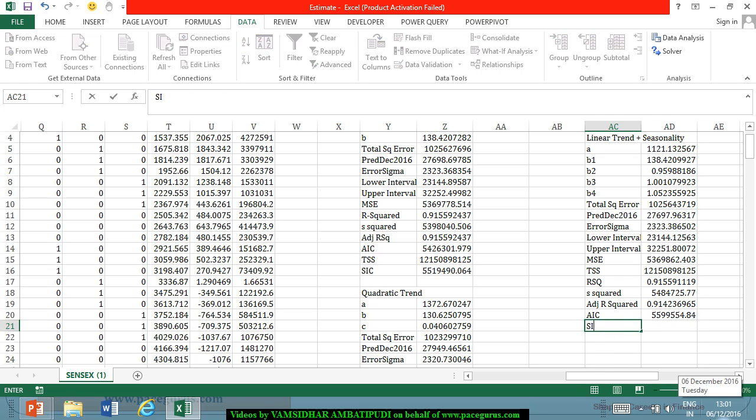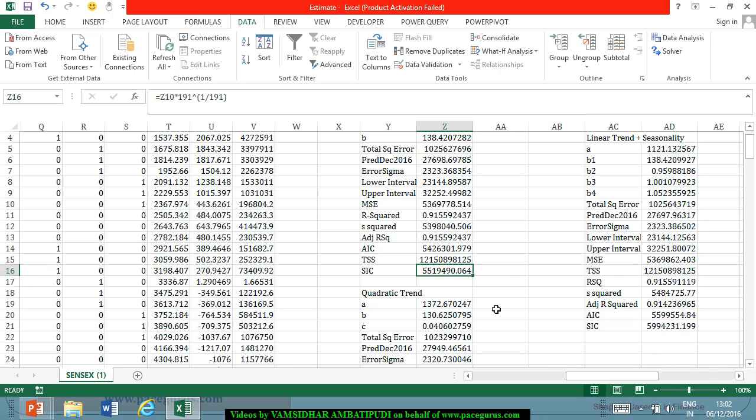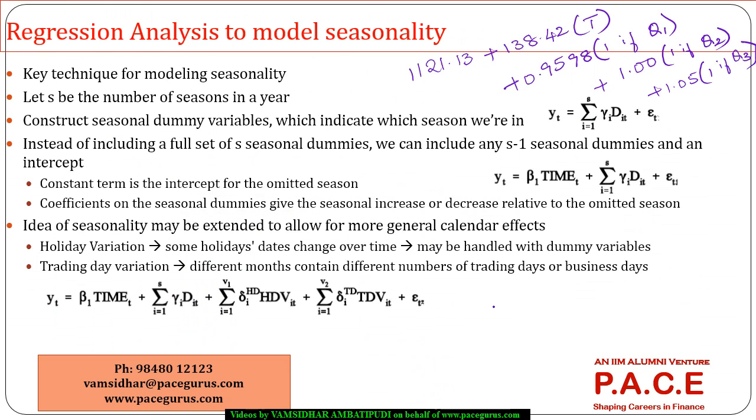this data. And even if I am using the Schwartz information criteria, which goes with T to the power of K by T multiplied by mean squared error, so I am taking the mean squared error multiplied by T, 191 to the power of K by T. K is 4, 4 by 191. So SIC has gone quite heavier, 5.99 million, whereas the linear trend model is having an SIC of only 5.51 million. So going with all these measures, it looks like for this example, the linear trend is more appropriate than a combination of linear trend plus seasonality.